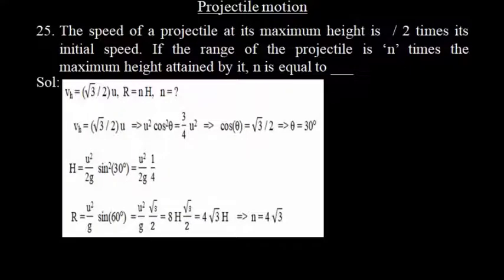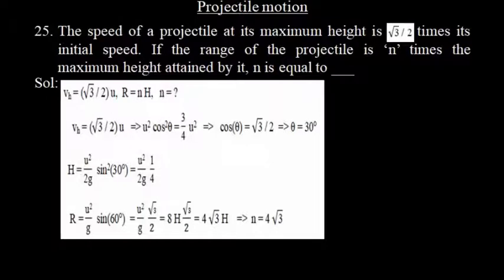Then next problem. The speed of a projectile at its maximum height is root 3 by 2 times its initial speed. If the range of the projectile is n times the maximum height attained by it, n is equal to. Yes, they had given that at maximum height the speed is root 3 by 2 times its initial speed. If the range of the projectile is n times the maximum height, then we have to find the value of n. At maximum height, Vh is equal to root 3 by 2. Then also they had given that R is equal to nH.